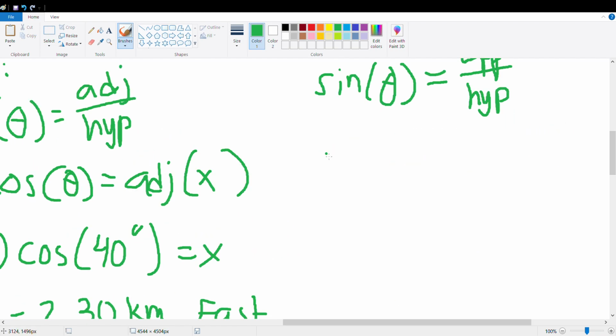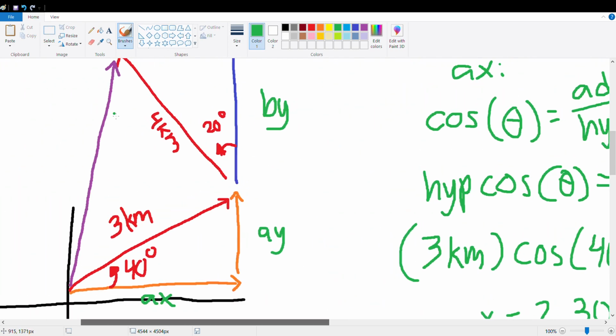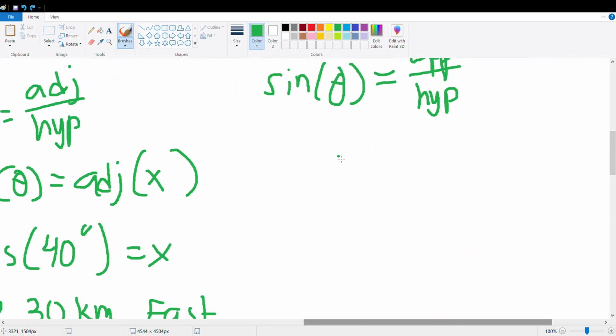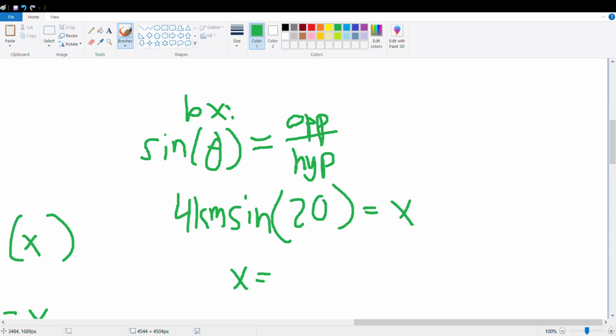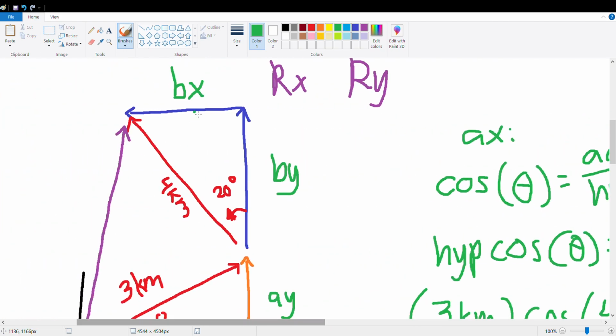So the hypotenuse here is 4 kilometers. Sine 20 degrees equals x. So the x, or opposite, is 3.76 kilometers north. Wait, wrong one. 1.37 kilometers west, because it's going west.